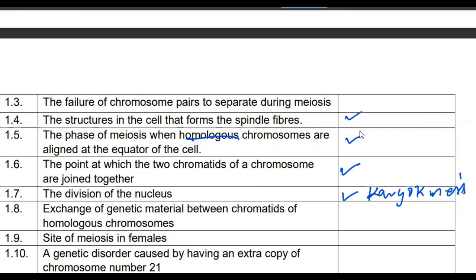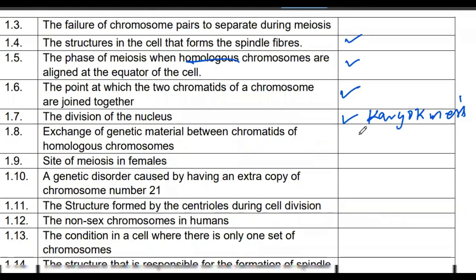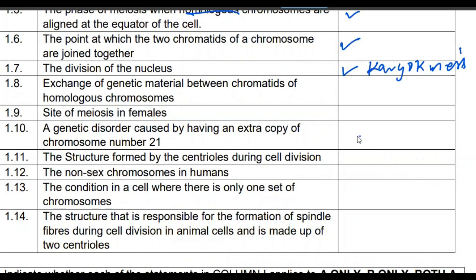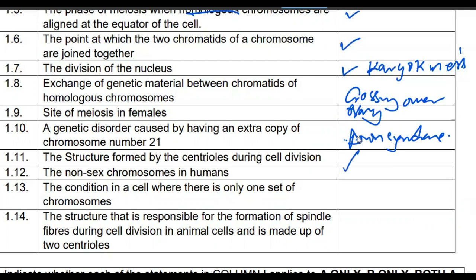karyokinesis. And then they're saying that the site of meiosis in a female, because in female we find meiosis in the ovary, so you write ovary there. Ovary, and then the exchange of genetic material between chromatids in the homologous chromosomes, which is crossing over. And then they are saying the genetic disorder caused by an extra chromosome on chromosome number 21, that is Down's syndrome. And then they are saying the structure formed by the centrioles during cell division, the spindle fibers.